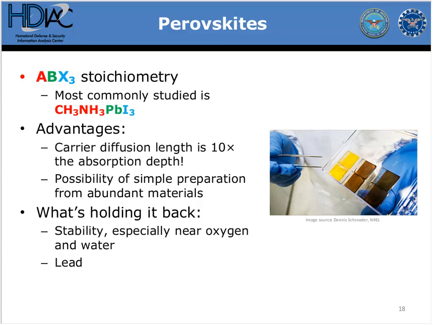There are some possibilities of manufacturing that are a little different too. You can solution process perovskites. People have shown spray-on, roll-to-roll printing, spin coating, a lot of different low-cost approaches.